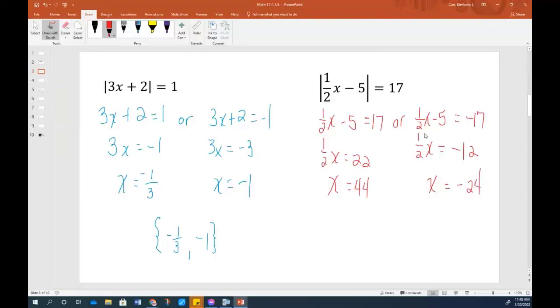I have had students that want to just work out the problem and then say it's either that or the opposite, but you can see that that is not the case. You have to do the opposite on that very first step. It's either like it's written or it's the opposite. And then you'll get your two different answers.